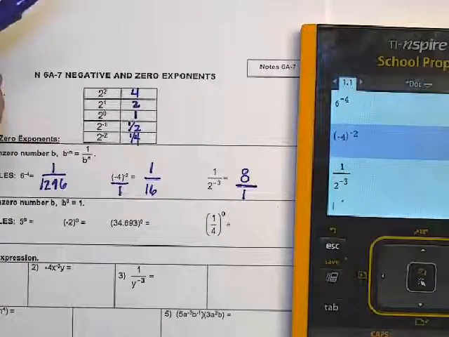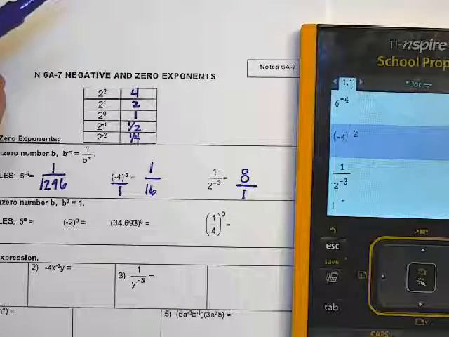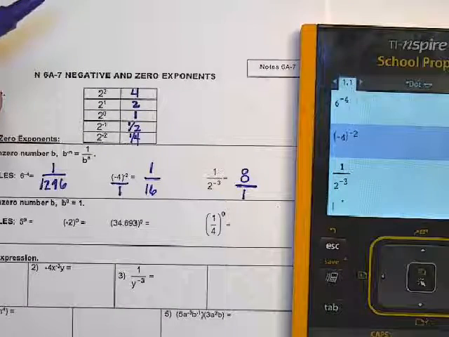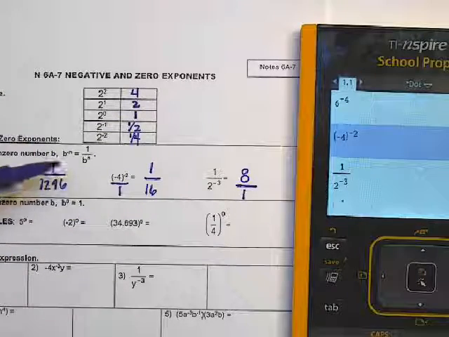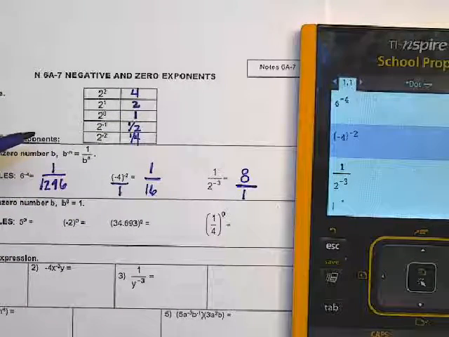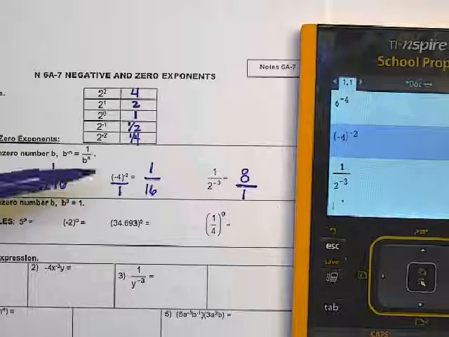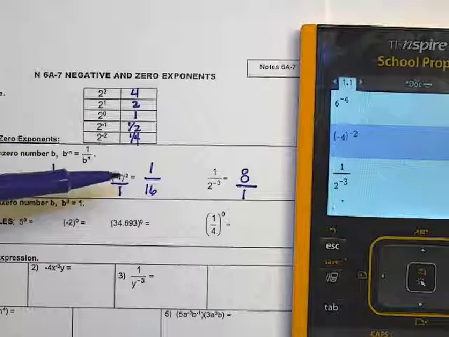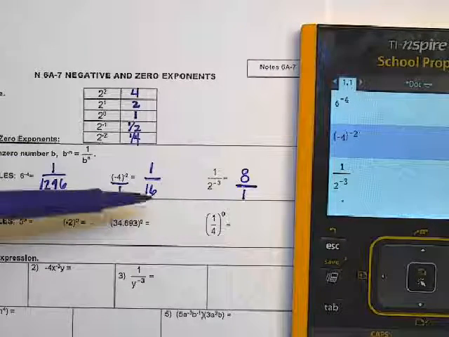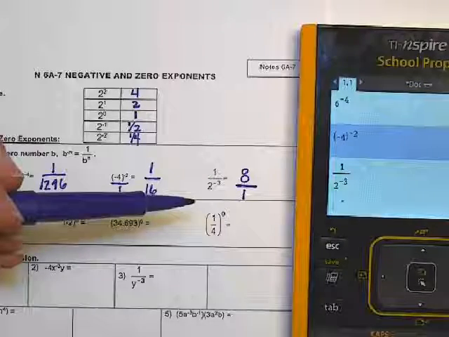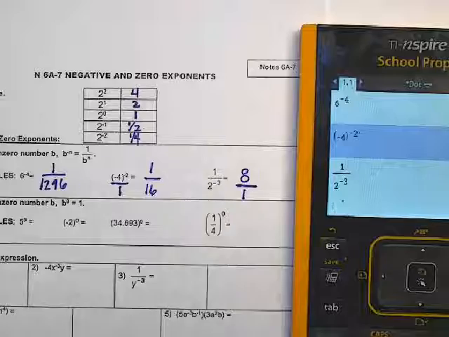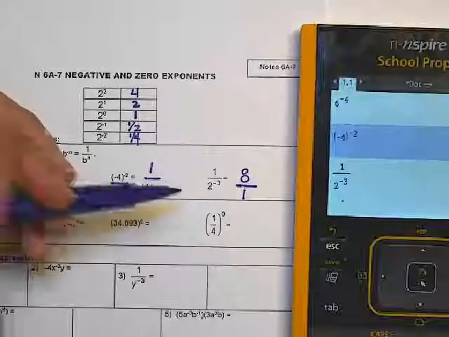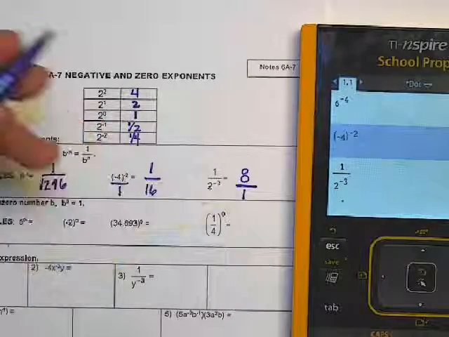So what do you notice? Tell me what you notice. What did you get out of this? If it's a negative exponent on the top of the fraction, it goes to the bottom. If it's a negative exponent on the bottom of a fraction, it goes to the top. That was the point of this first box, to see that the negative goes on the opposite side. The next one.